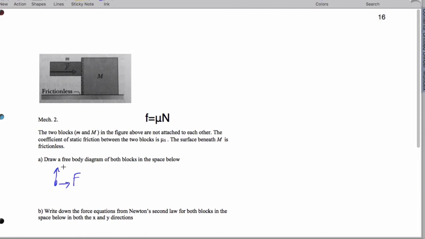Okay, so we have F here. And then we have a friction force on little m due to big M. And I'm going to call this a normal force. I have a normal on little m due to big M. And then I have the weight of little m pointing down. And that's kind of it.